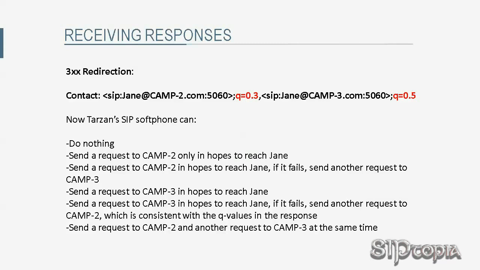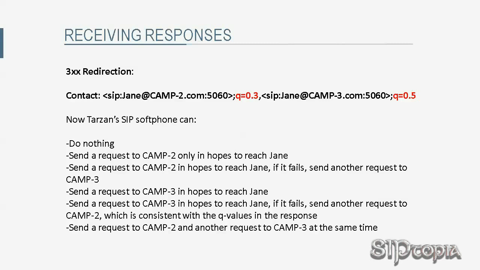Now Tarzan's SIP phone can choose to do any of the following. Do nothing. Send a request to Camp 2 only, in hopes to reach Jane. Send a request to Camp 2 in hopes to reach Jane. If it fails, send another request to Camp 3. Send a request to Camp 3 in hopes to reach Jane. If it fails, send another request to Camp 2, which is consistent with the q values in the response.